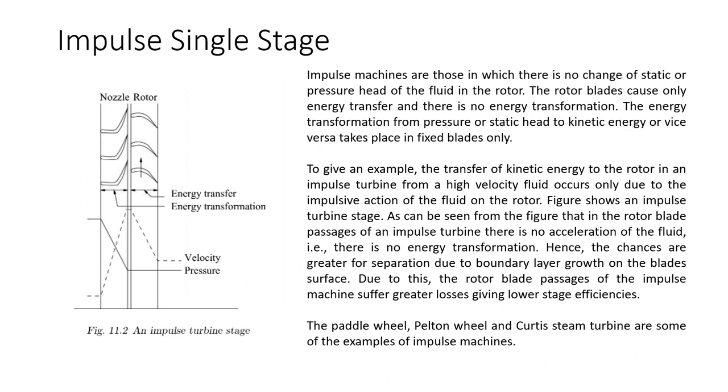Examples of impulse turbines are the paddy wheel, Pelton wheel and Curtis steam turbine. You'll come across all of this in your hydraulic turbines, in your turbo machines, so you'll study each of these. I think the example part is okay, but for the propulsion part, you just need to know what exactly is going on in an impulse turbine.